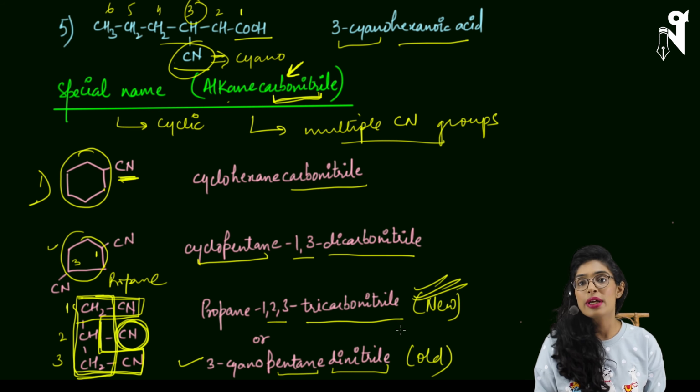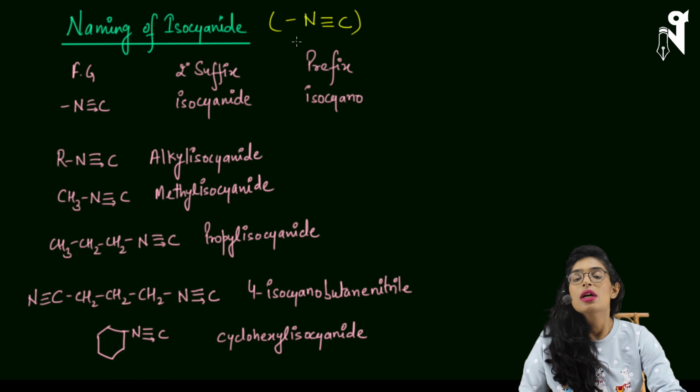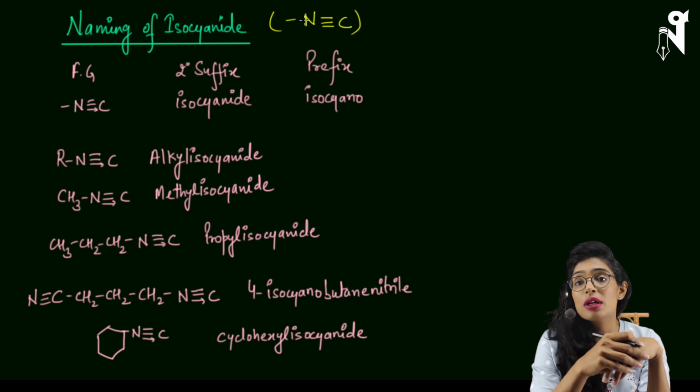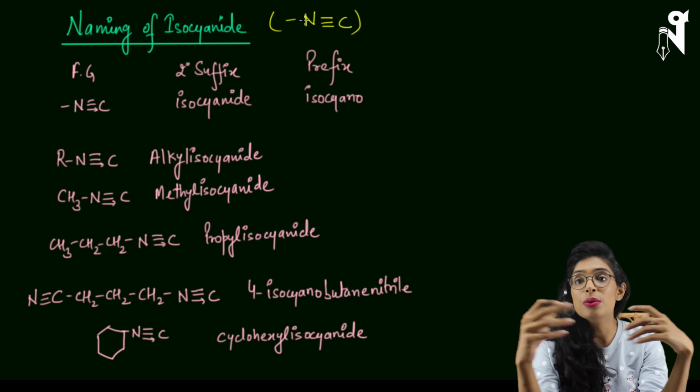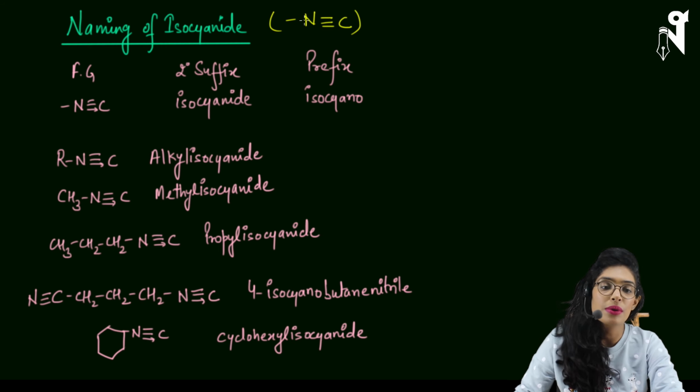Let's talk about the isocyanide group now. The representation of the isocyanide group is N triple bond C, where N is connected to the principal carbon chain, and you have one dative bond between carbon and nitrogen, which can be represented by a plus on nitrogen and a minus on carbon. Right? So this is the structure of your isocyanide group.